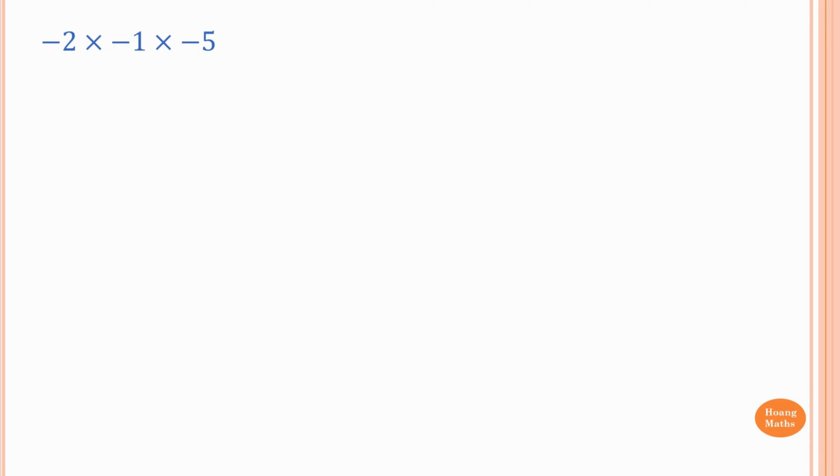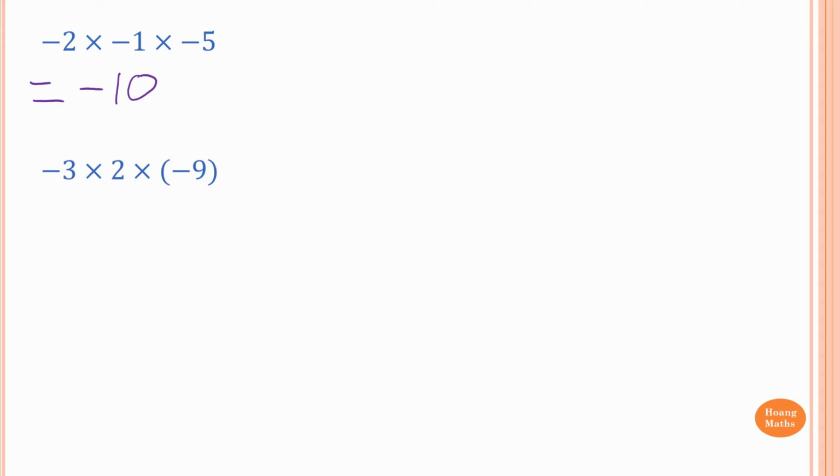Let's do a few examples. So negative 2 times negative 1 times negative 5. So we have 3 negative numbers times together, which is odd negatives, right? So the result must be a negative. And then we do normal multiplications. So we have 2 times 1 is 2, and then 2 times 5 is 10. So the answer is negative 10.